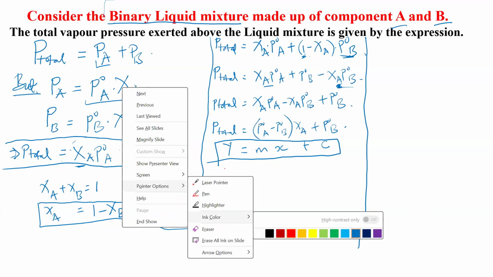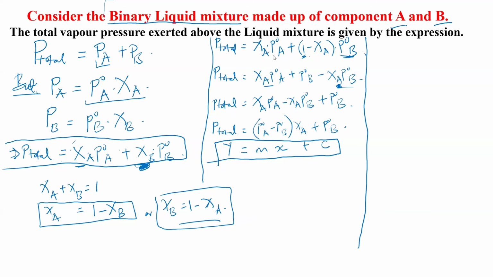Here. Now, look at this. If instead of substituting the value of the mole fraction of B, I substitute for this one, meaning our P total will equal the mole fraction of A, which we say is 1 minus mole fraction of B, then we multiply by P naught A.